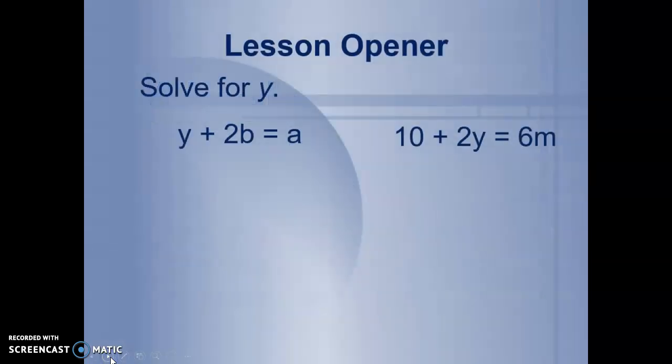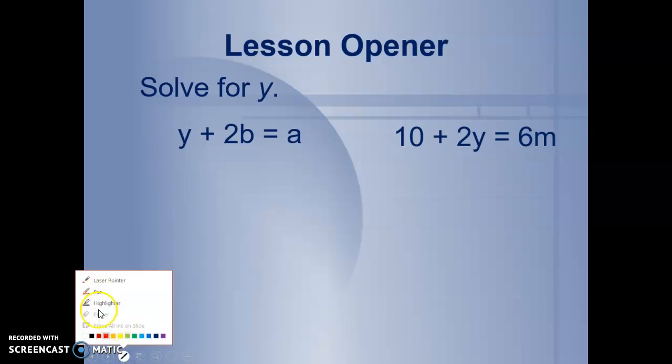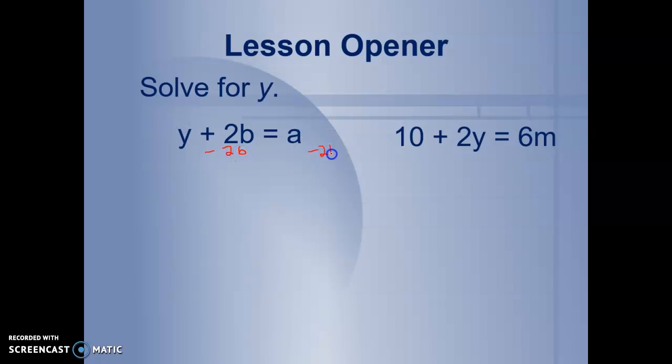Let's start with a quick lesson opener and solve for y. Remember, when we are solving for a variable, we want to undo everything that's been done to it and get it so that the variable is all by itself. So on the left-hand side here, right now, it's having 2b added to it, so we need to go ahead and subtract 2b. Because this is an equation, it does need to stay balanced, so we need to do the same thing to both sides. And we get y equals a minus 2b.